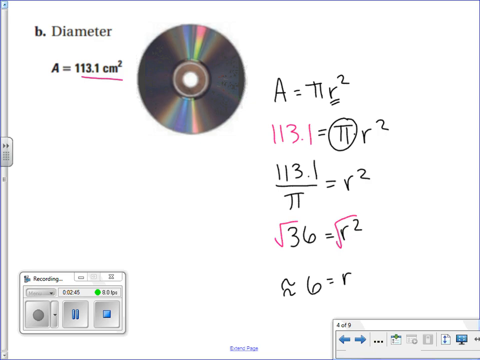And remember, to find the diameter is just 2 times r. So our diameter then would be 12.